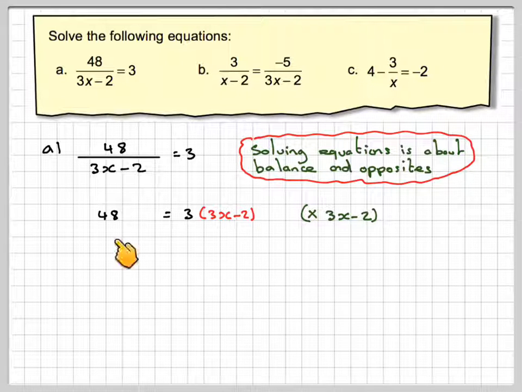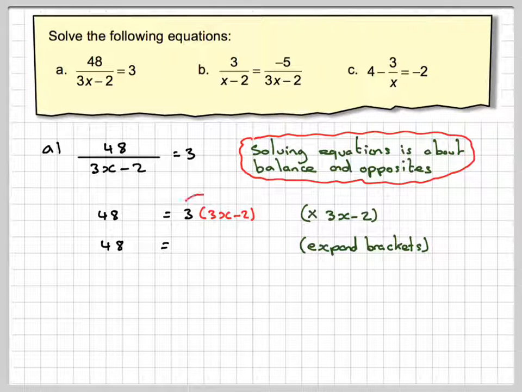Now we have reduced this to an equation perhaps which we're more familiar with and which we can now solve. Of course, you need to know how to solve this type of equation first. So the next step here would be to expand brackets. So this side will still be 48, but on this side we're going to do 3 times 3x, which is 9x, and then 3 times minus 2, which is minus 6.